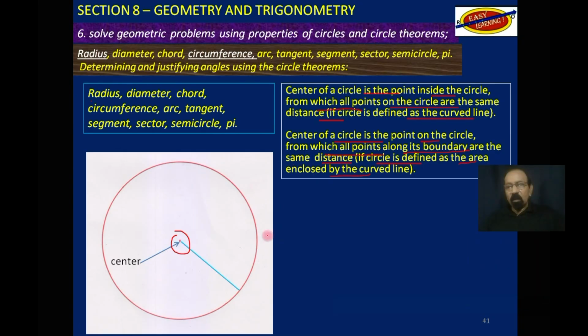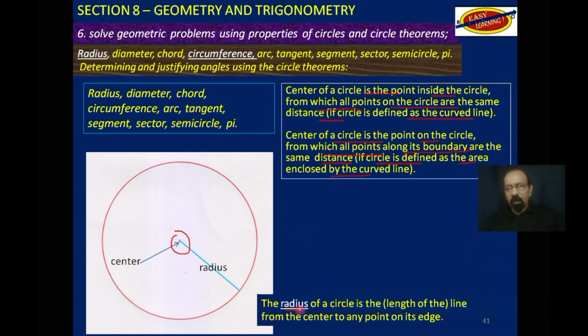So that's the center. What is a radius? The radius of a circle, which could also mean the length of that line, from the center to any point on its edge. That's a radius.